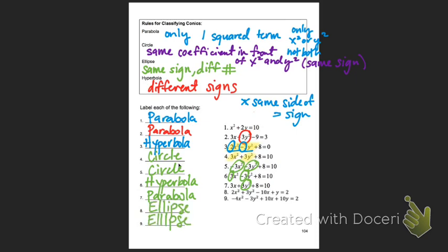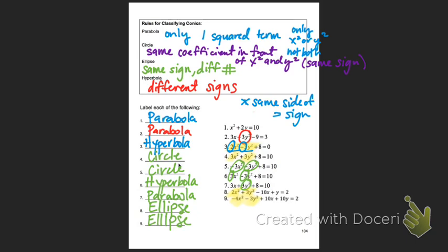Okay, so circle the numbers in front of these squares. You've got 2 and 3. They're the same sign. They're different numbers. And then number 9, same sign, -4 and -3. What do you mean by same? So it doesn't matter. Like they're both positive, they're both negative.